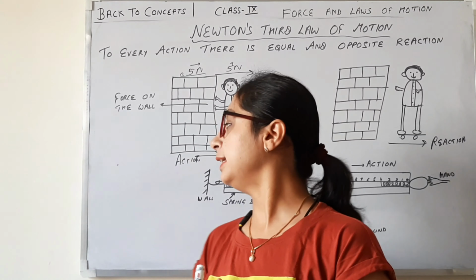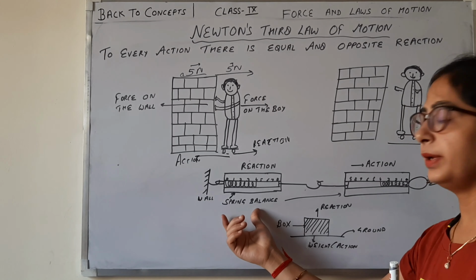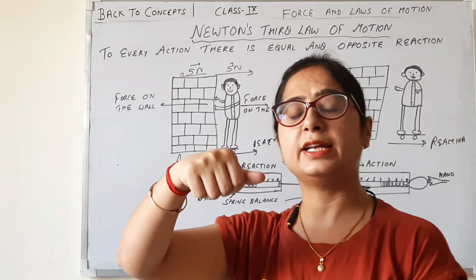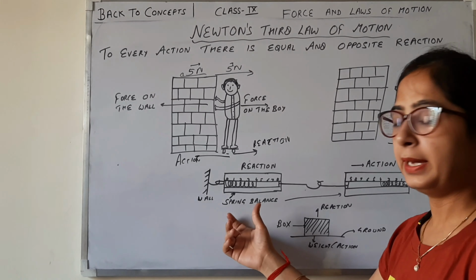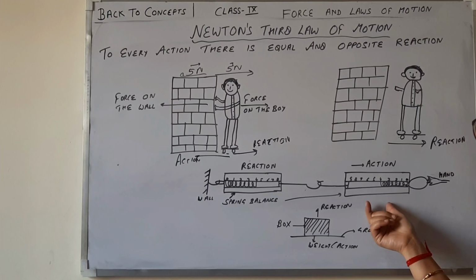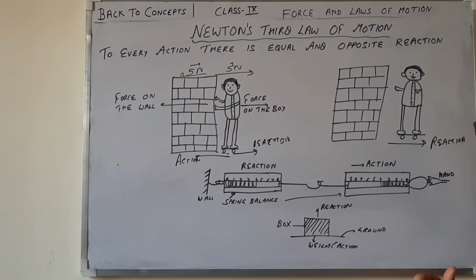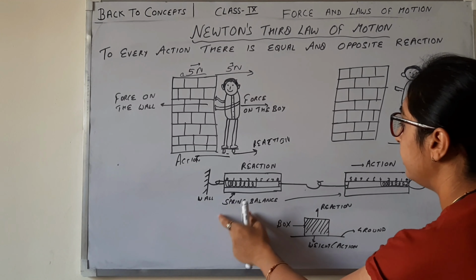Okay, so let's take another example. It is a spring balance, which is used for weighing. One spring balance is mounted on the wall and one more spring balance is hooked to this spring balance, and we apply force with our hand and push this spring balance in the backward direction. As much force as we apply, the same reading will be shown on both spring balances.